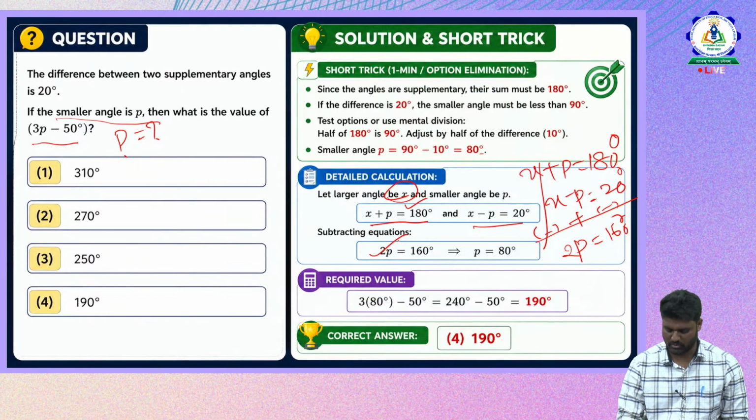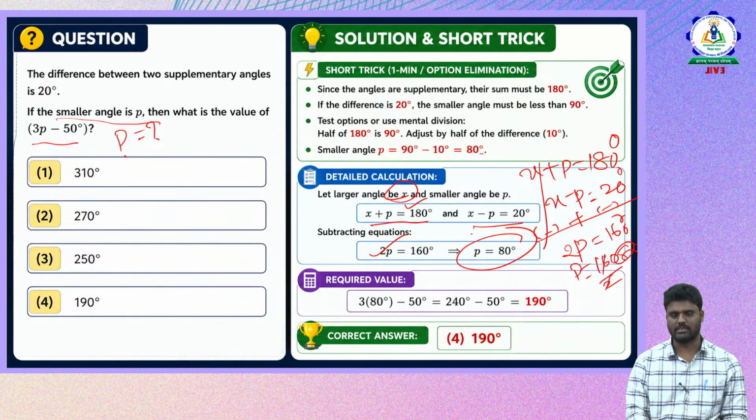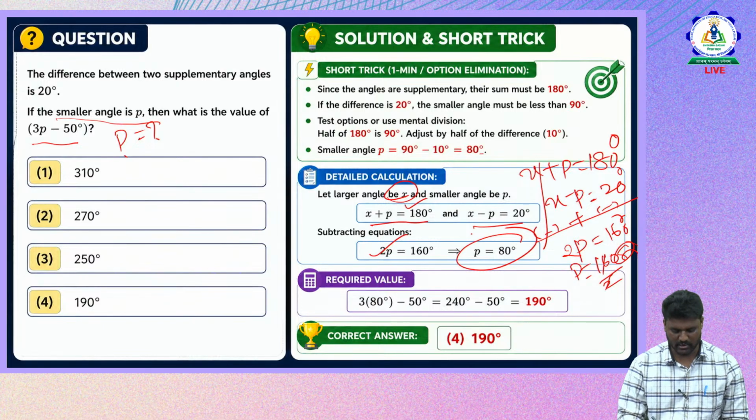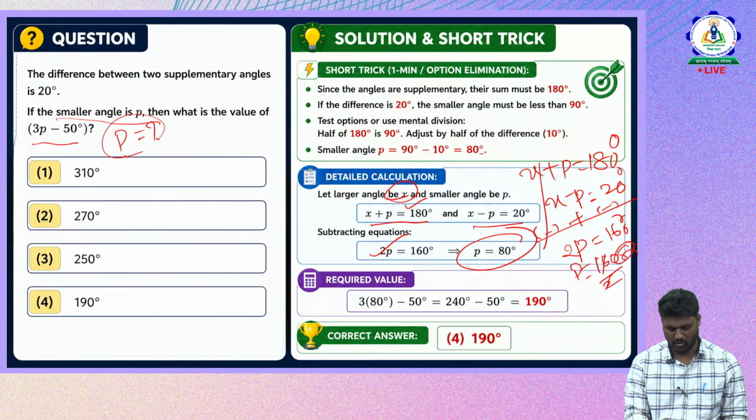Now what is the p value? p is equal to 160 divided by 2, so the p value will be 80 degrees. We didn't know what the p value, the smaller angle, was, so we identified that. Now the required value is 3p minus 50, so substitute this p value into the given expression.